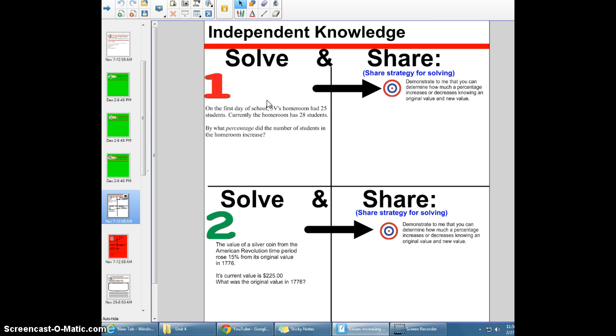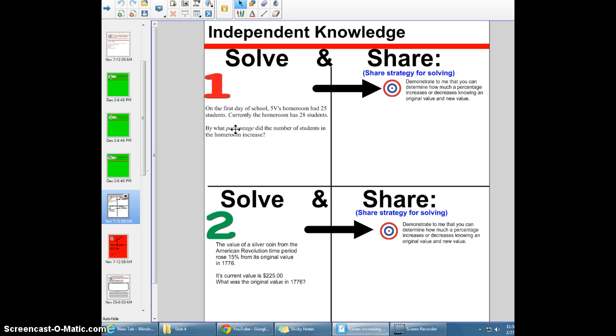It was one of my favorite moments of the year, watching you converse and try to solve, really go at something. Look at problem number 1. On the first day of school, 5V's homeroom had 25 students. This is true. Currently, the homeroom has 28 students. By what percentage did the number of students in the homeroom increase?